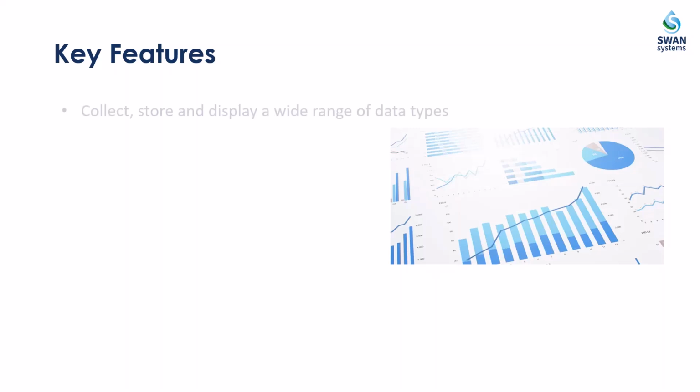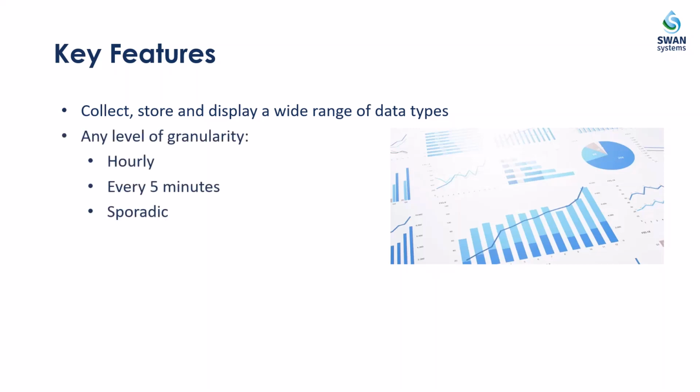The key features of the Data Hub is that it enables us to collect, store and display a wide range of data types over and above the ones we already have in SWAN, and that's at any level of granularity. We have a range of data collection methods. We can use APIs, we can get data fed directly into our system and other methods.